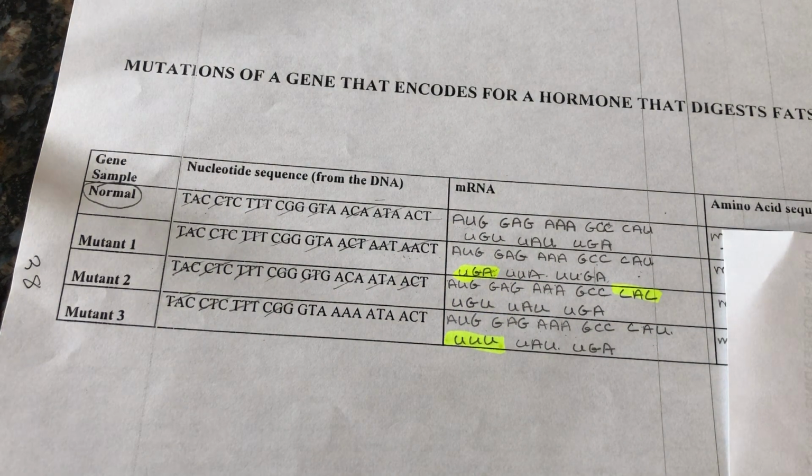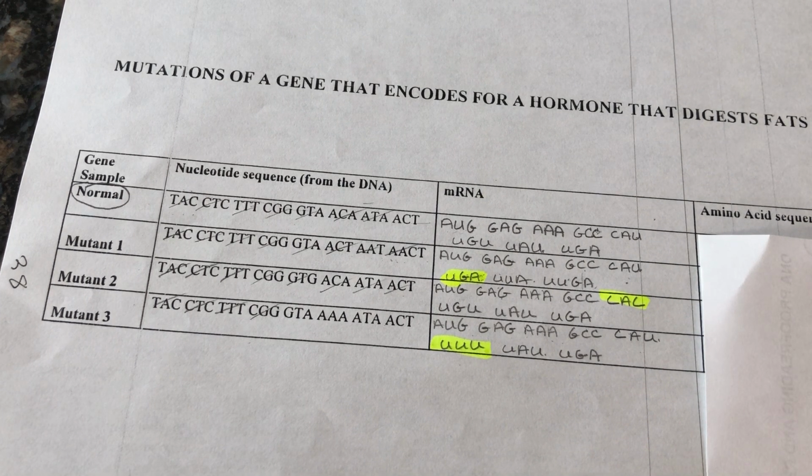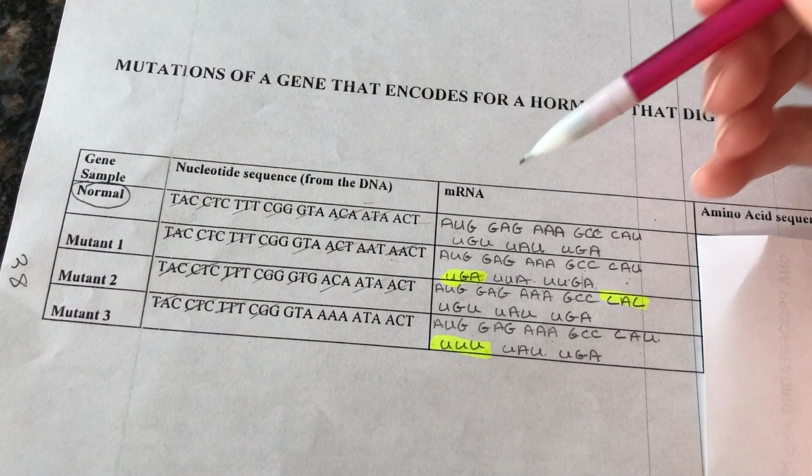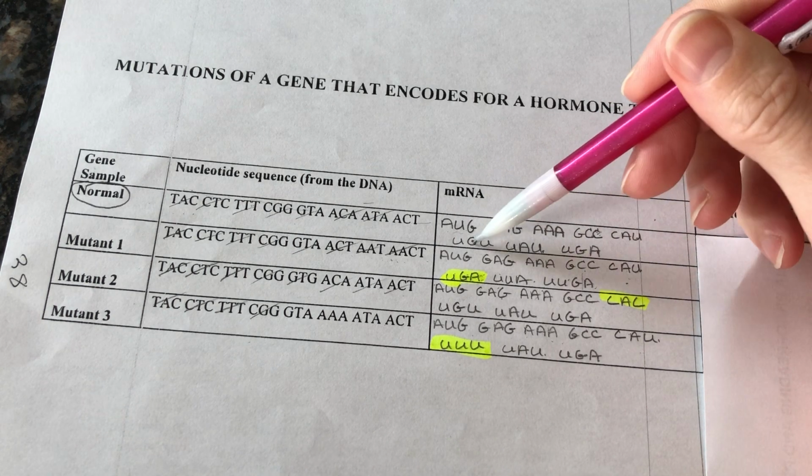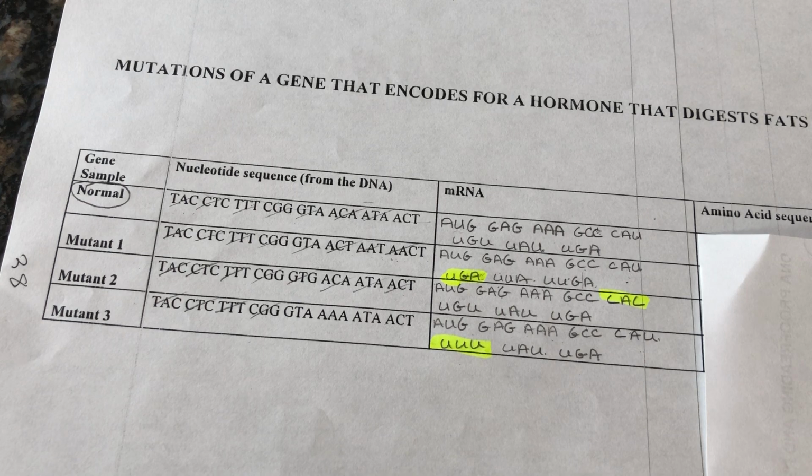Okay. So I hope that helps with the highlighting. Now, what I want you to do is go through and come up with the amino acid sequence. So get your amino acid sequence for the normal hormone.